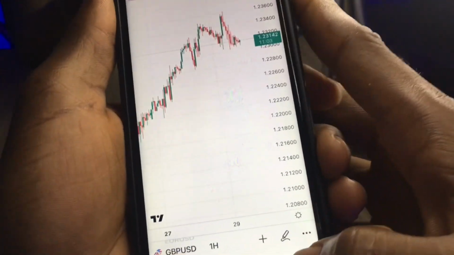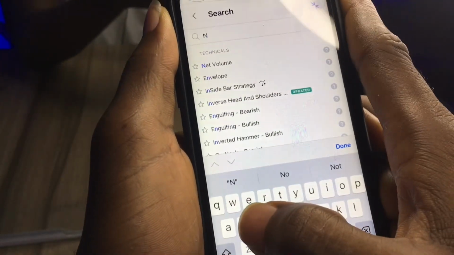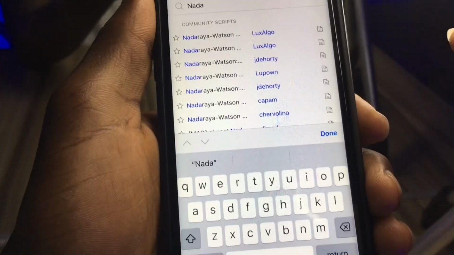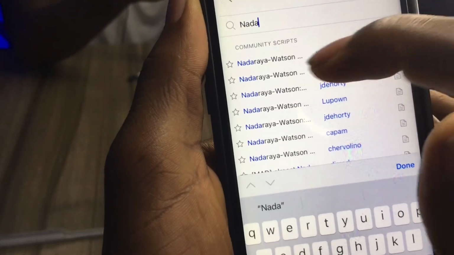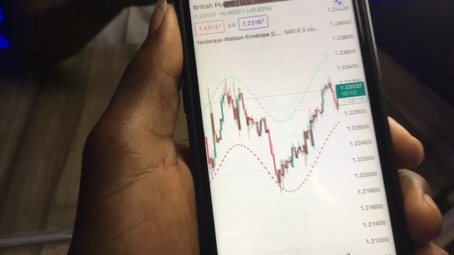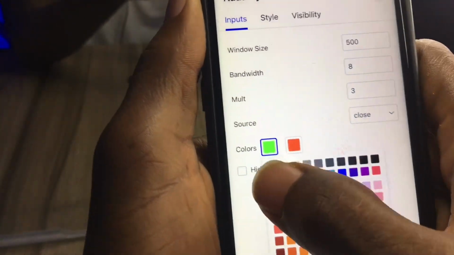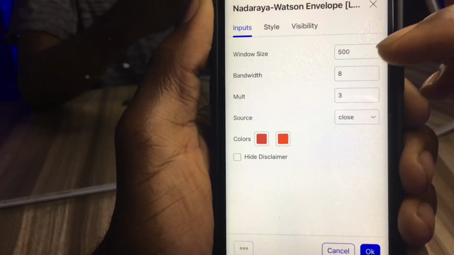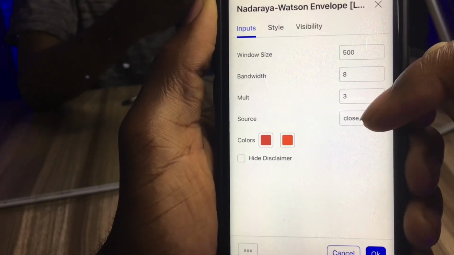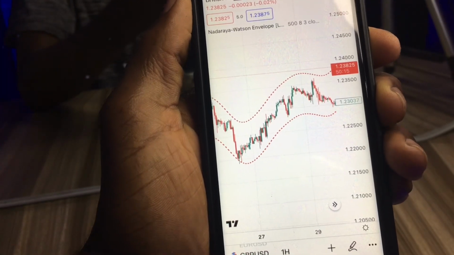Now to get this, what you have to do is come to this plus button right here, go to the indicator section and type in Nadaraya-Watson Envelope. Although everything will start popping up when you just type it in. So we can see this very first one, Nadaraya-Watson LuxAlgo. Just tap on the first one. Now what you want to do right here is go to the settings section and change the color from green to red. Now for the settings, you can just leave everything like that. The bandwidth should be 8, mode should be 3, source should be close. You don't need to touch any of these things here, and basically you have this indicator.